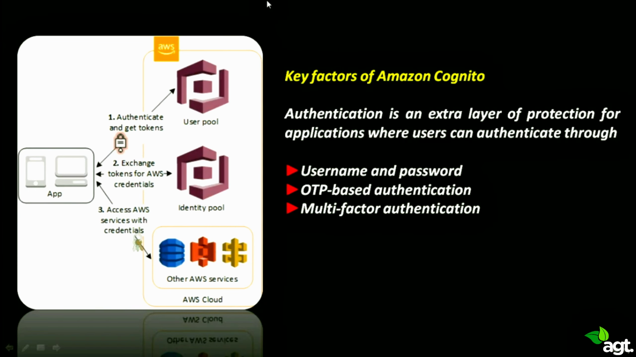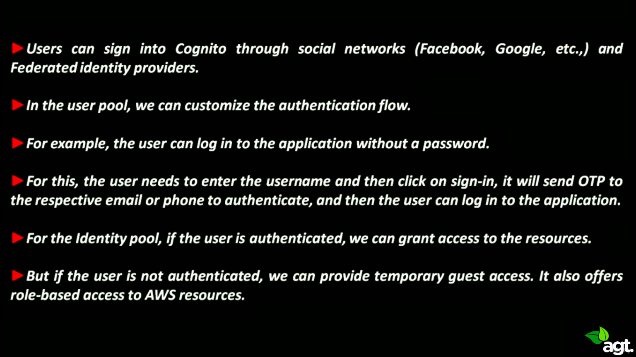So what are the key factors of Amazon Cognito? Authentication is an extra layer of protection for applications, where users can authenticate through username and password, OTP based authentication, and multi-factor authentication. Authorization is when a user wants to access private resources like a database or REST API, and for which they need authorization to access the secure resources. The user pool is like an active directory of the users to sign in or sign up for the applications, and the identity pool is to grant access to the AWS resources.